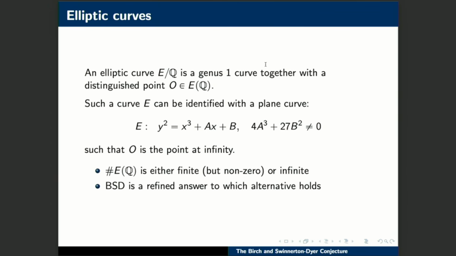And this relation on the coefficients a and b is just to ensure the series of words that I was talking about, non-smooth, et cetera. Okay, so we have one rational point. So the set of rational points can be either finite or infinite. And the Birch and Swinnerton-Dyer conjecture is really a refined answer to which of these alternatives holds. So why is that the case?